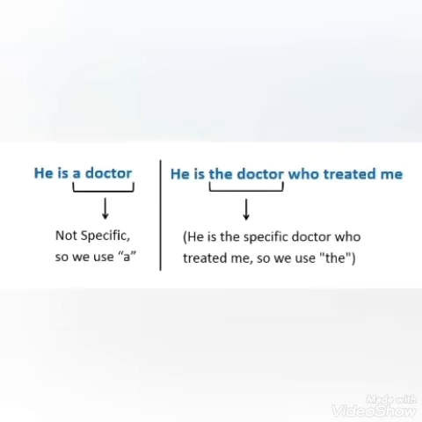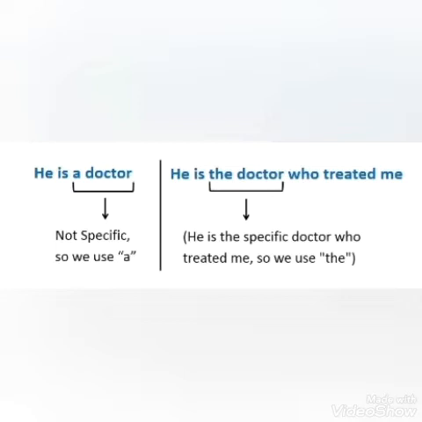Now, in this condition, you can see, he is a doctor. There is nothing special about that doctor. It's a general thing that he is a doctor. So that's why we are going to use the article "a". D is a consonant. That's why we are going to add the article "a", and not "an". "An" is used with the vowels.